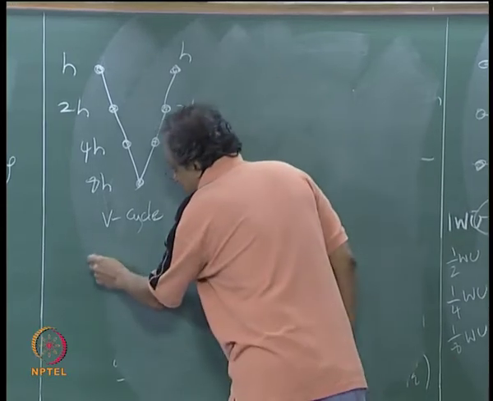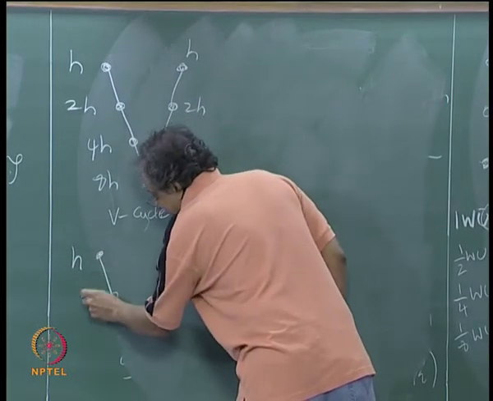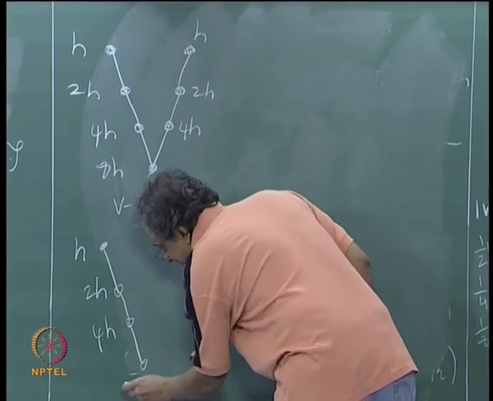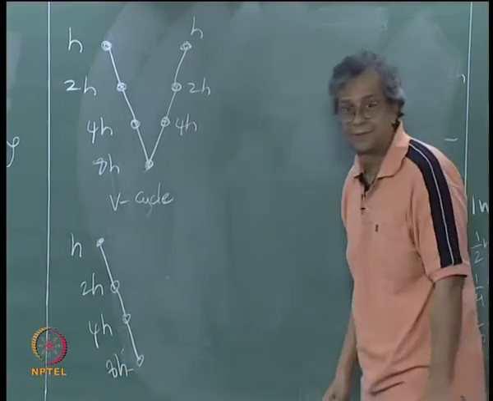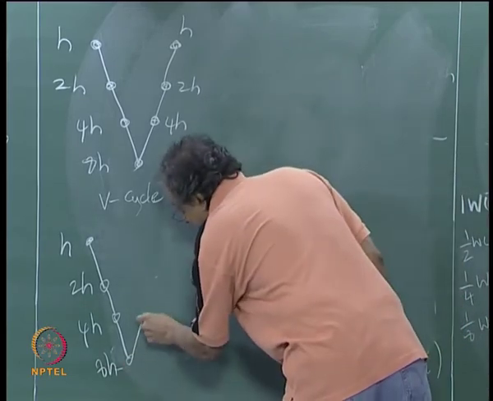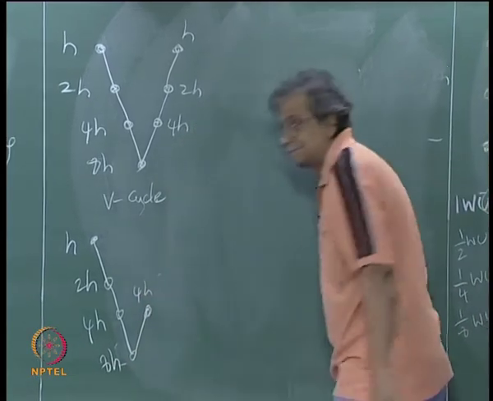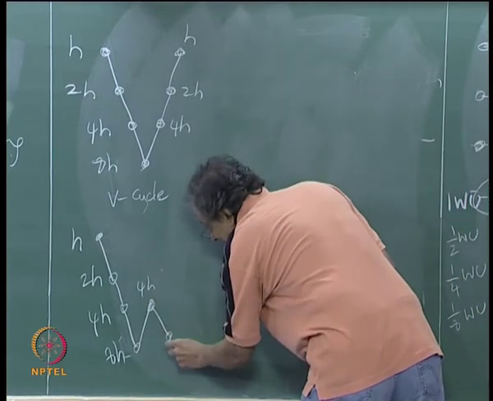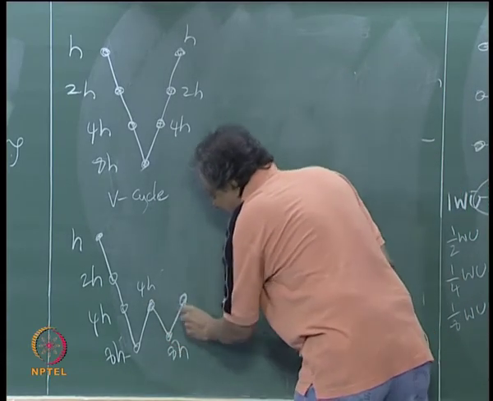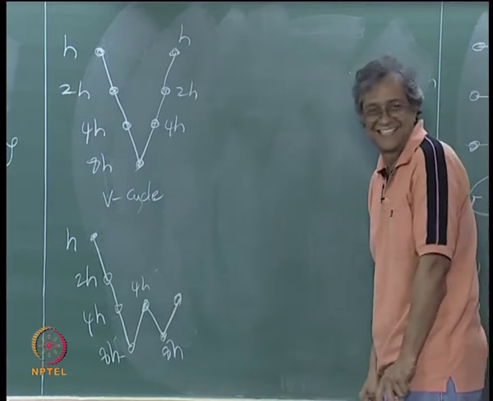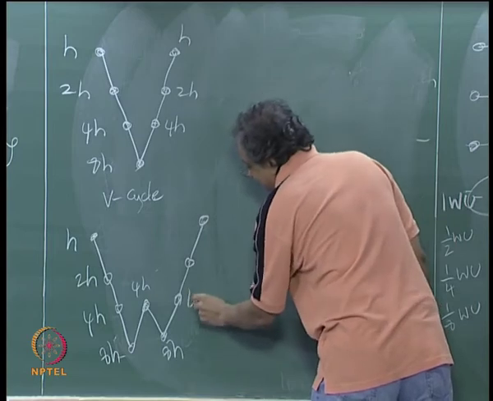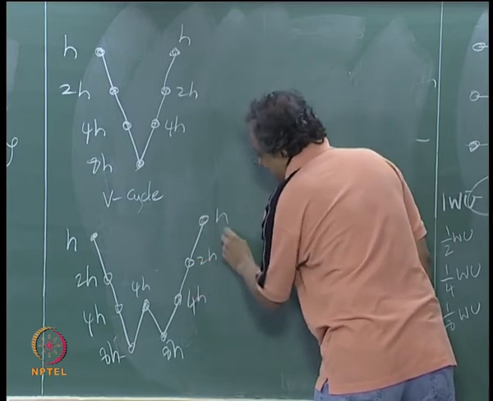So what you do is you go H, 2H, 4H, 8H, 4H. Now you have a choice, you can go back to 8H, 4H, say yeah, I like that, fine. This is called a W cycle.